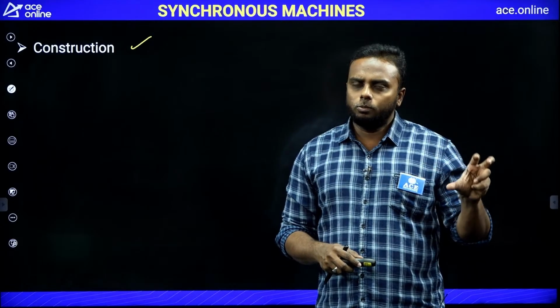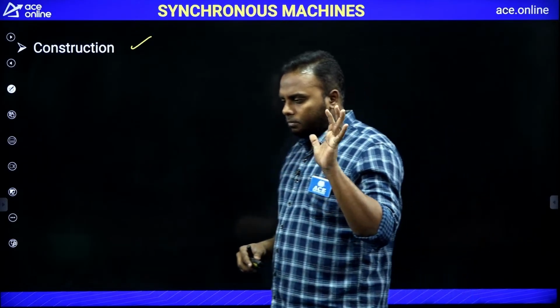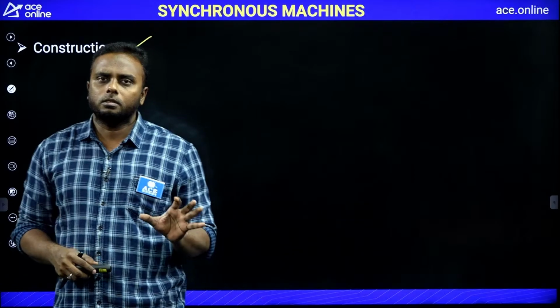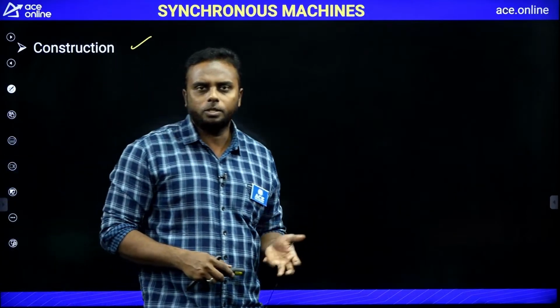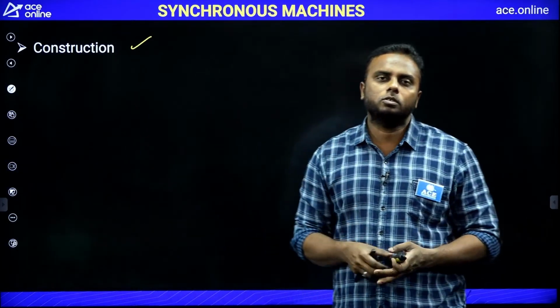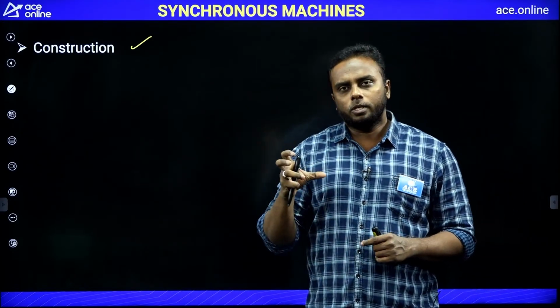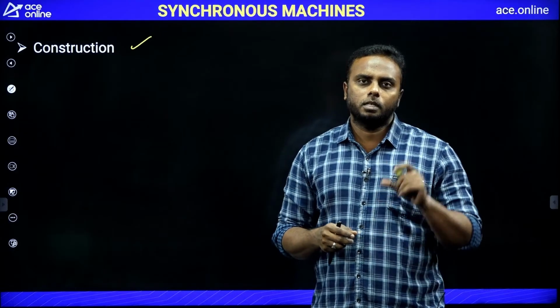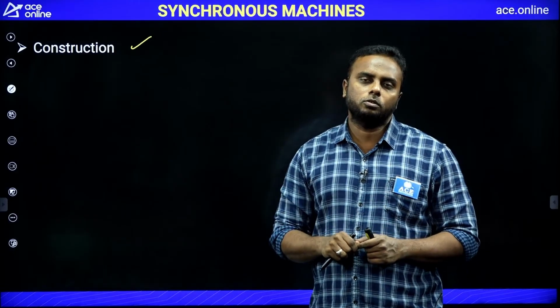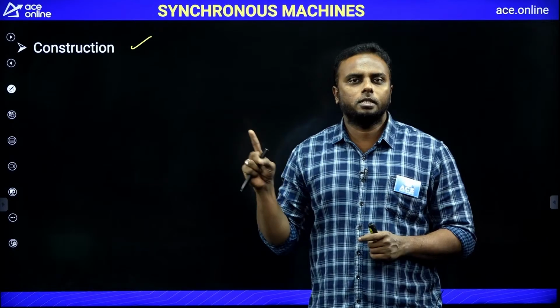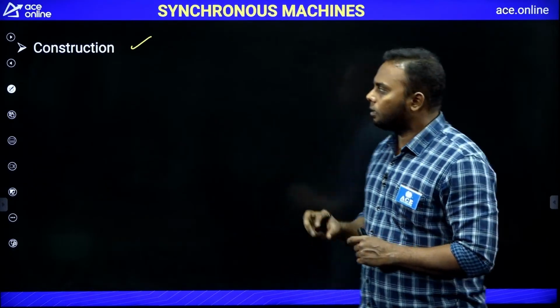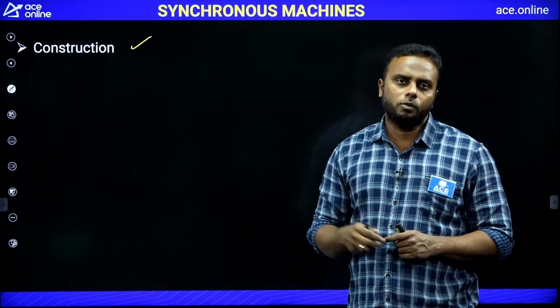By using this distributed and short pitch winding, we can eliminate harmonics in the EMF signal. We can make the EMF a pure sinusoidal EMF. That's why the stator winding is distributed and short pitched. Distributed and short pitched windings are used to eliminate 3rd, 5th, 7th harmonics. Once harmonics are eliminated, the EMF becomes a sine wave.